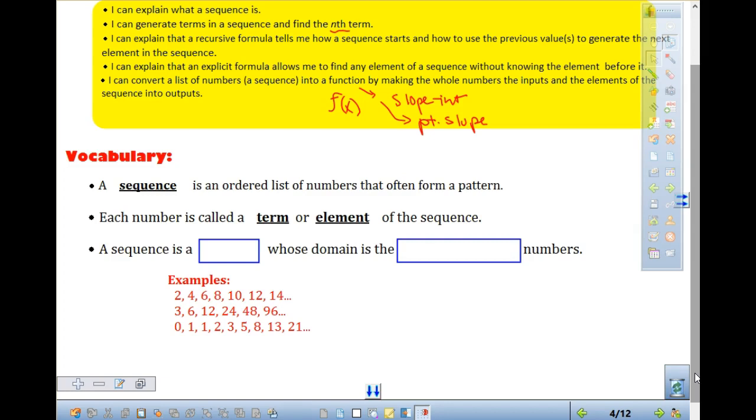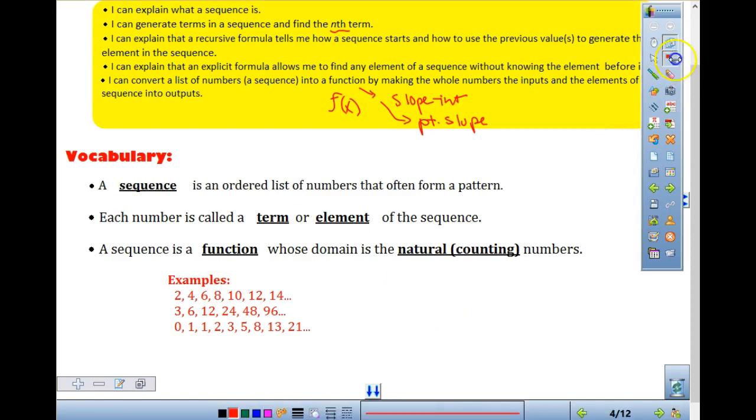A sequence is simply a function whose domain is our counting numbers, or natural numbers. So before, when we had our functions and we talked about absolute value, we said, oh, it's all real numbers. This is not all real numbers. This is just the counting numbers. Because what I'm going to ask you about, these are some examples of a sequence.